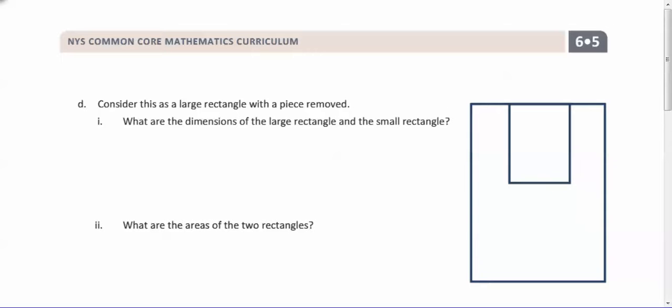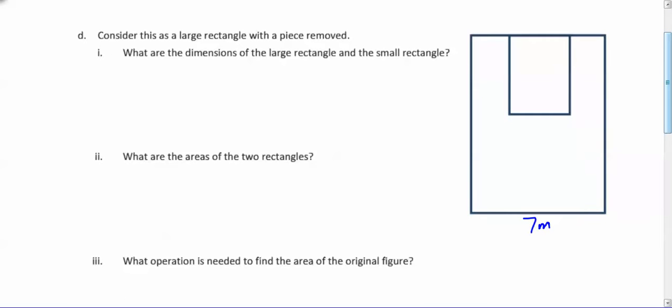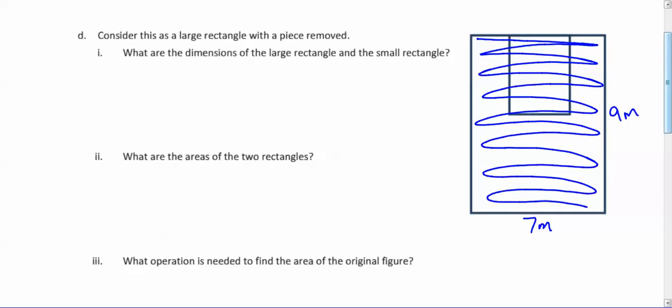We know that this side was 7 meters. We know this side was 9 meters. And I don't want you to scribble on your paper, but what we're going to do is find the area of this entire block here, this entire rectangle, and then we're going to carve out, we're going to subtract out the part we don't need. Okay? So that's another method.